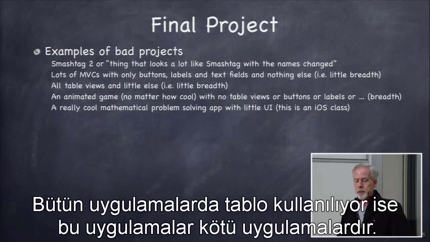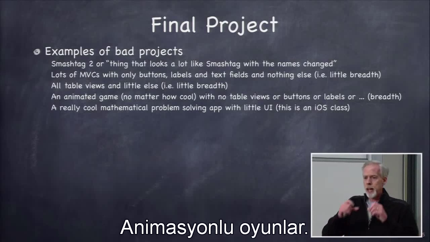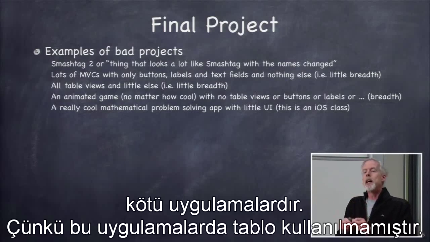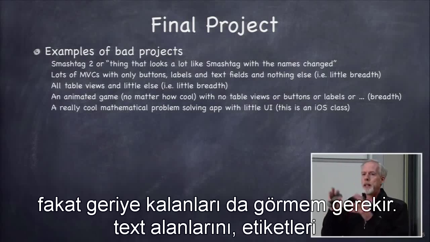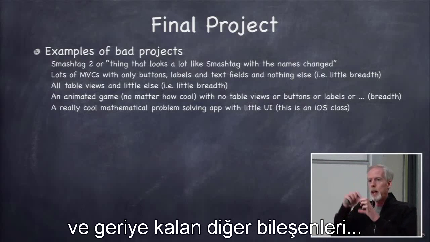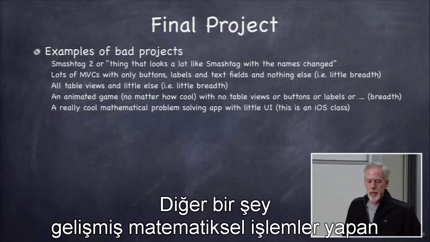Those are bad apps. An animated game, like a video game where a guy is running around and shooting bullets and all that stuff, that's bad too, because where's the table views? It shows me that you know the animation stuff, great, but I need to see all the rest: text fields and labels and segues and all that. Where's that if it's just this one screen where the guy's running around jumping, okay?